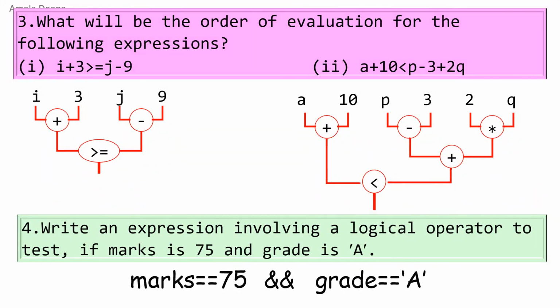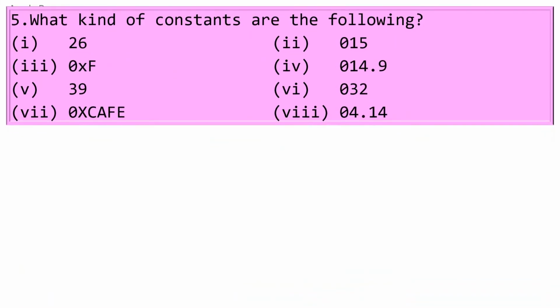The fifth question is, what kind of constants are the following? First one, 26 is a decimal integer. Here the digits are prefixed with 0, which means this is an octal integer.